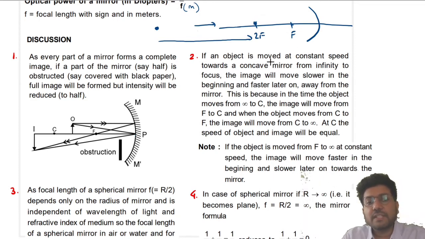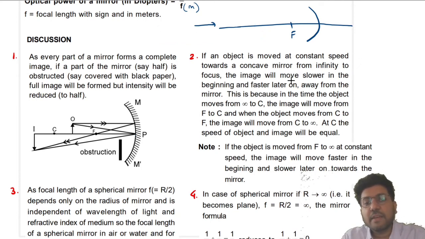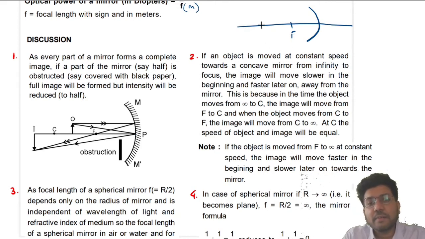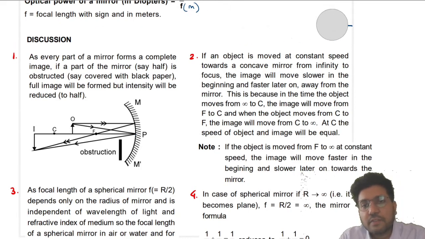So if an object is moved at constant speed towards a concave mirror from infinity to focus, then the image will move slower in the beginning and faster later on, away from the mirror. Away from the mirror, why? Because the object is moving like this, the image is moving like this. How is it away from the mirror? We will discuss it in more detail later on.